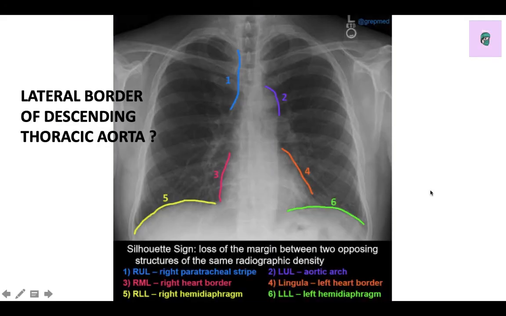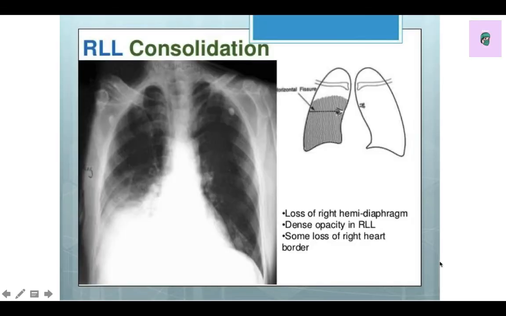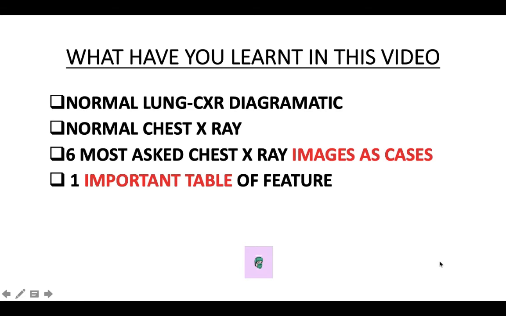Okay, let's see the lingular region again. Let's go back here. This one, this is your lingula. It seems like it's coming down, like it's in the left lower lobe, but it's not left lower lobe, it's still left upper lobe. So the heart border, here is the heart, so this will be forming the contour. If there is a consolidation in the lingular region, then the left border of the heart disappears. Okay, that is it. That's all you have to learn.